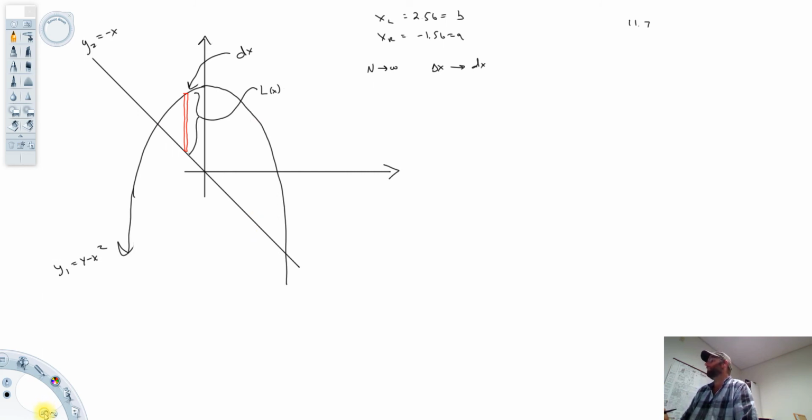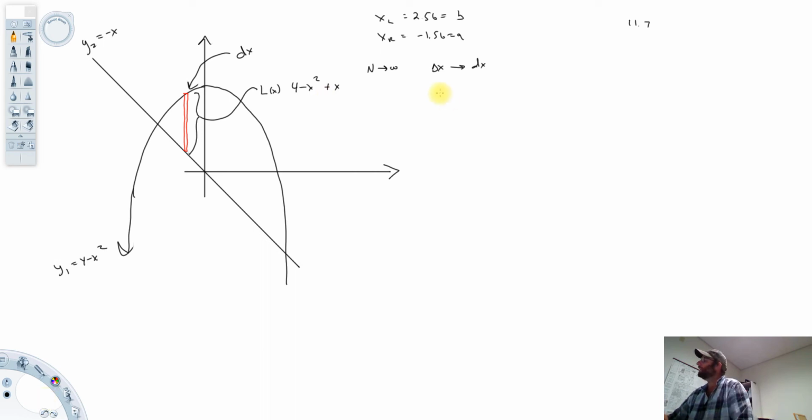You always do top curve minus bottom curve. So that's going to equal 4 minus x squared minus minus x. I'm going to go ahead and put plus x there for that. Okay, so that's coming from top minus bottom. Keep in mind, though, that's minus a minus x. And again, that's the reason why that's a plus.